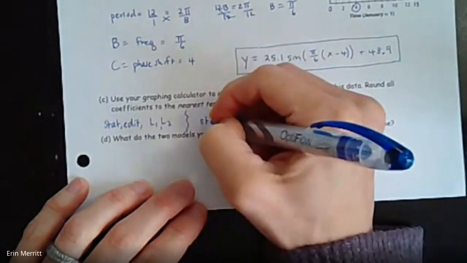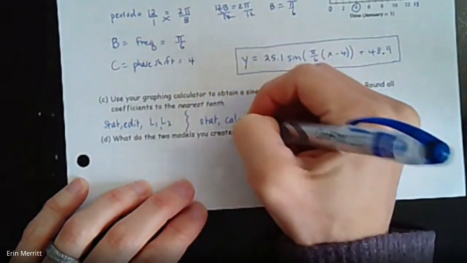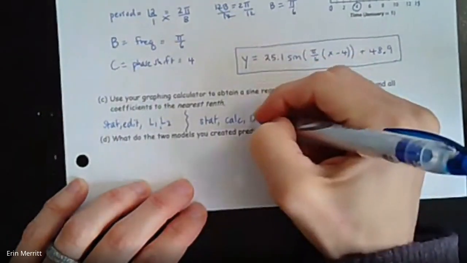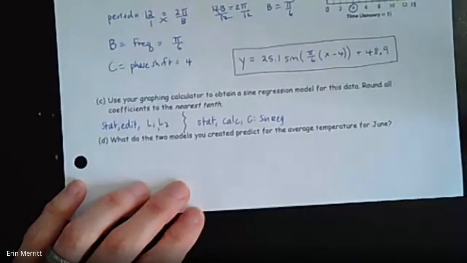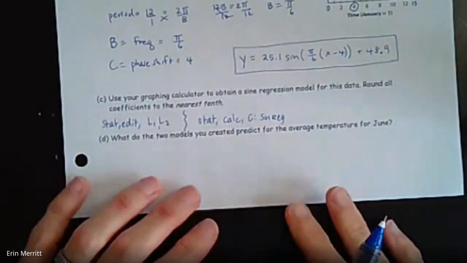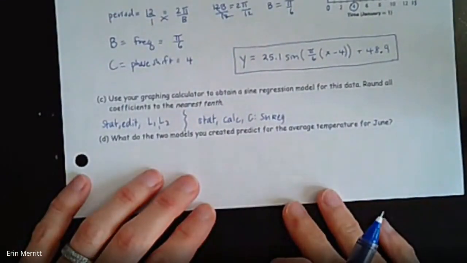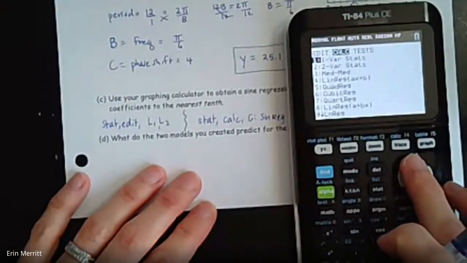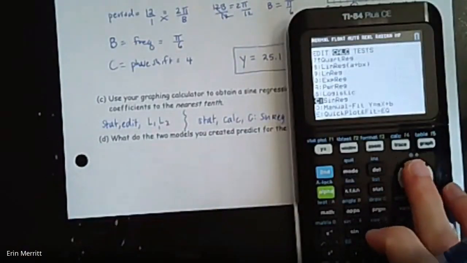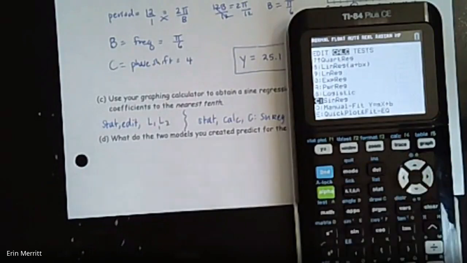Then you're going to go to stat, and then calculate, and then C is the sine regression. So you can arrow up to get there or arrow down. It does not matter to me. All right, so let me do it on my calculator so you can see it. So you're going to go to stat, go over to calculate, and then I'm going to go up, and choice C right there is sine regression.